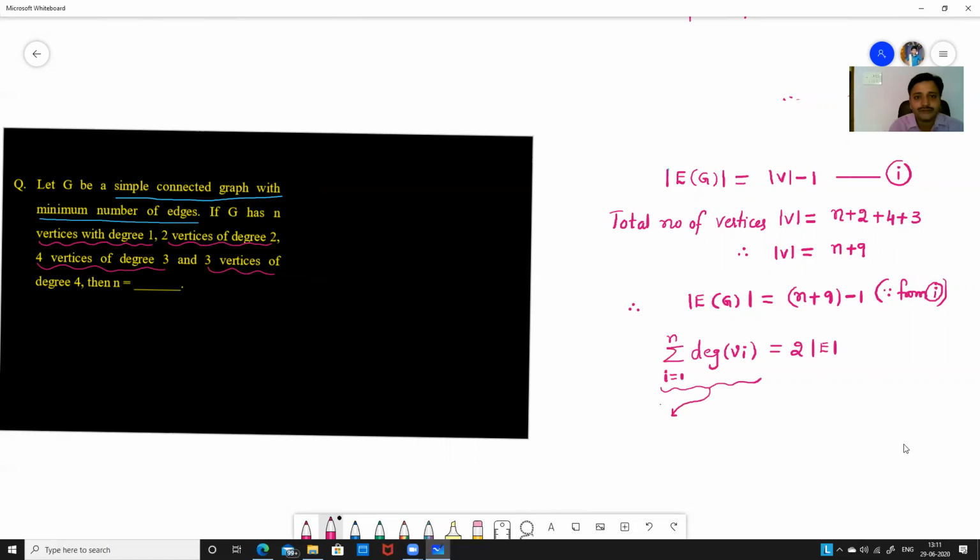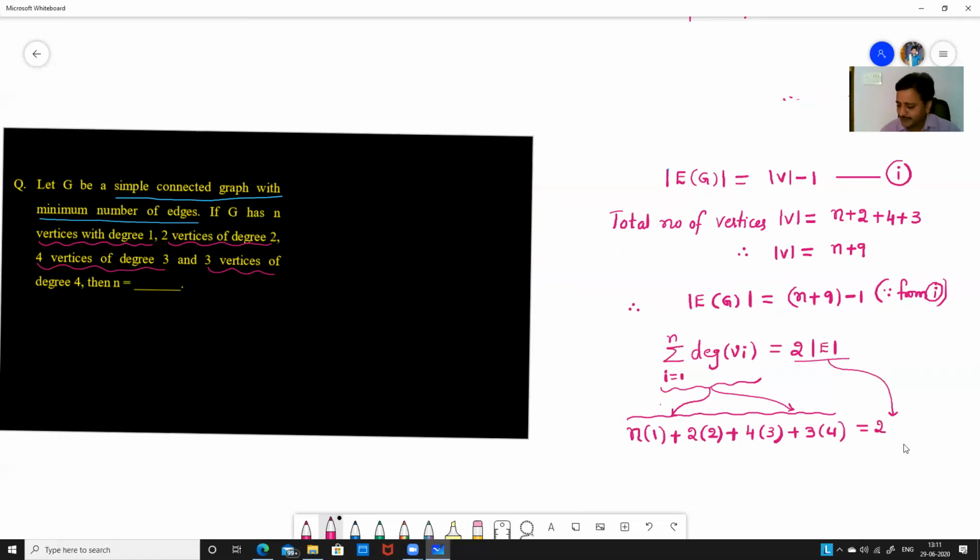There are n vertices of degree 1, plus 2 vertices of degree 2, plus 4 vertices of degree 3, plus 3 vertices of degree 4. This is equal to the sum of degrees of all vertices. Please understand, this total is equal to 2 times the number of edges.